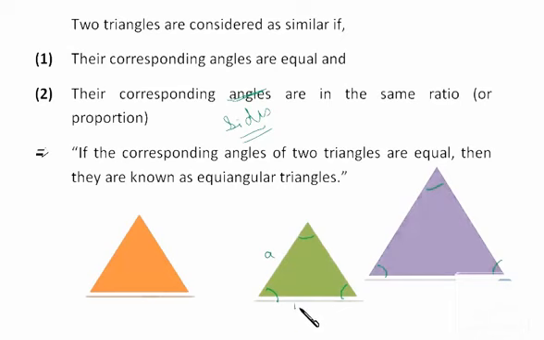That means A, B, C, X, Y, Z, right? So A by X is equal to B by Z is equal to C by Y, right? That means the sides are in proportion. That means these two triangles are similar, right? So what are the conditions? Their corresponding angles are equal and their corresponding sides are in the same ratio or proportion. I give you some more examples over here for similar triangles.